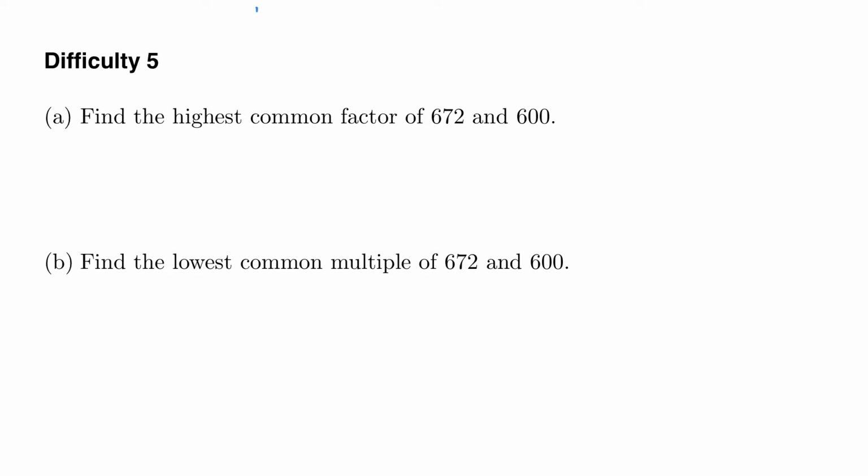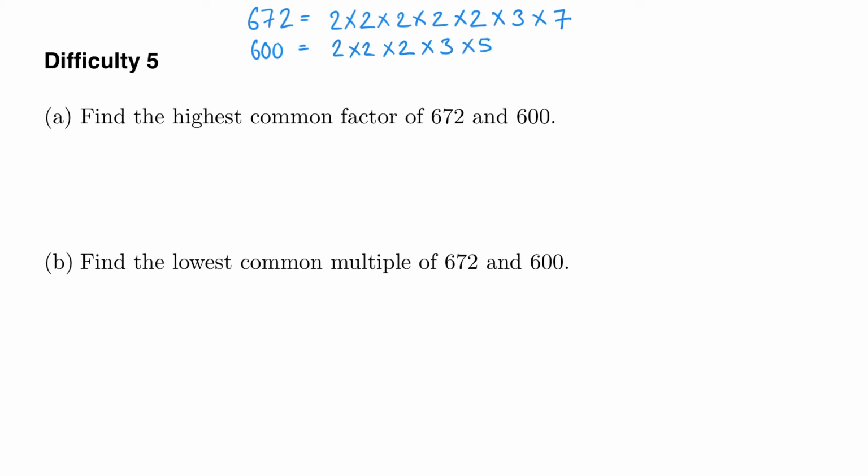What you should have found is that 672 is 2 times 2 times 2 times 2 times 2 times 3 times 7, and that 600 equals 2 times 2 times 2 times 3 times 5 times 5. Now, I haven't written those using indices, so I'll just write them out, but I'm going to try and line up the prime factors like this.